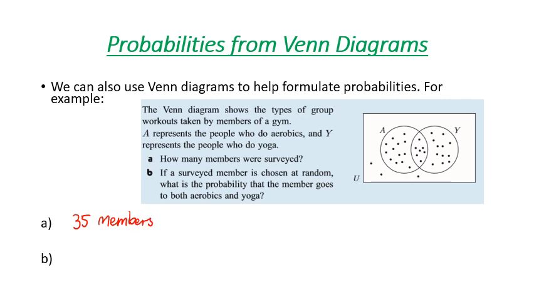And it says if a surveyed member is chosen at random, what is the probability that a member goes to both aerobics and yoga? Now that section will be the section that crosses over, right in the middle here. So these people in here, they go to both yoga and aerobics. How many dots are there? There's 1, 2, 3, 4, 5, 6, 7. So that gives me 7 out of 35 members, which can be broken down to 1/5. So 1 out of 5 of our members do both yoga and aerobics. Now you can leave it as 1/5, or we can change it to 0.2 or 20%.